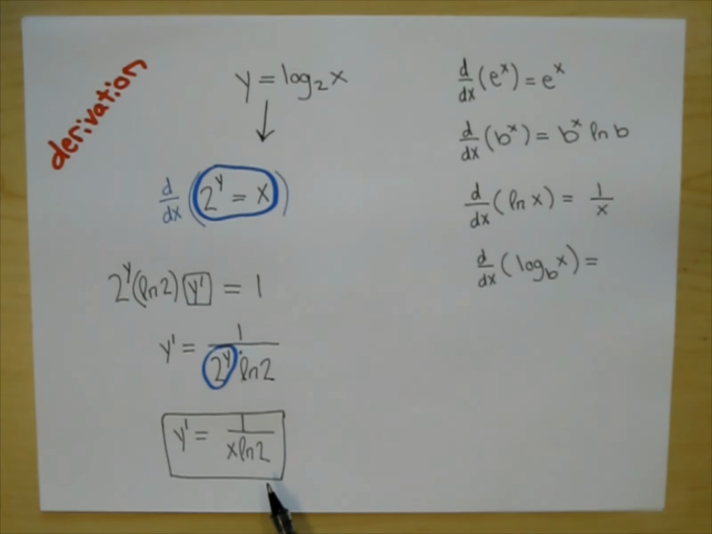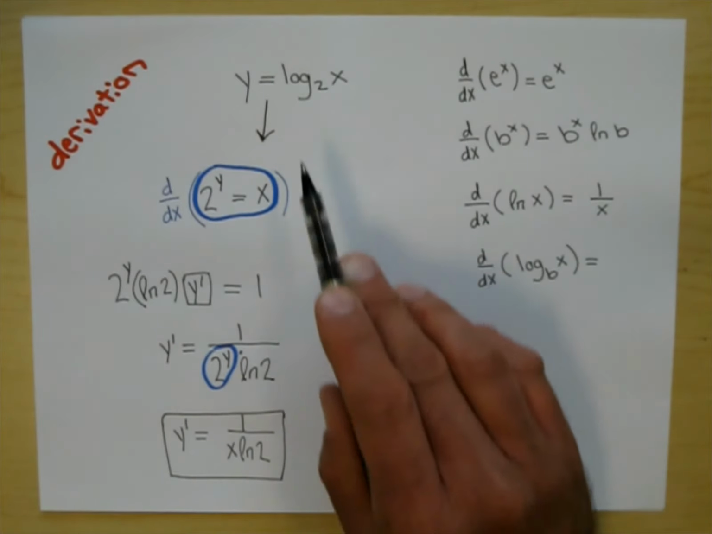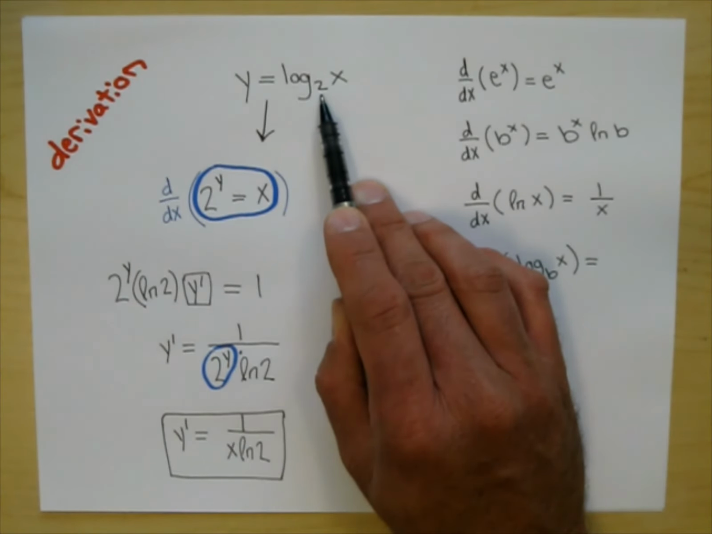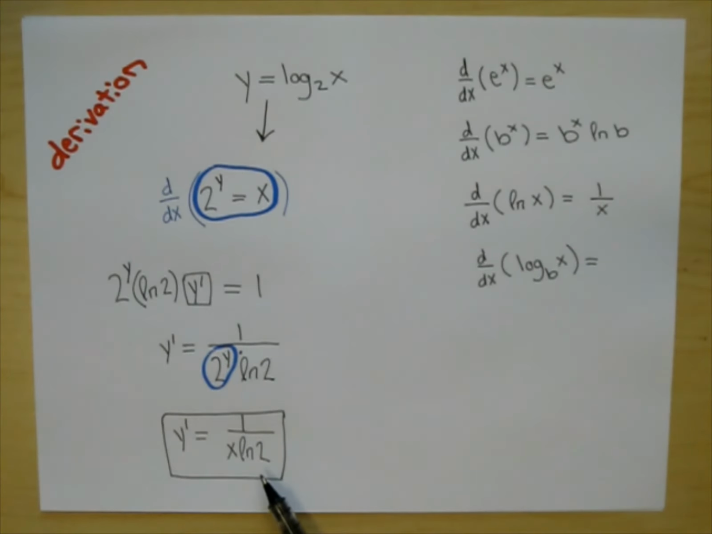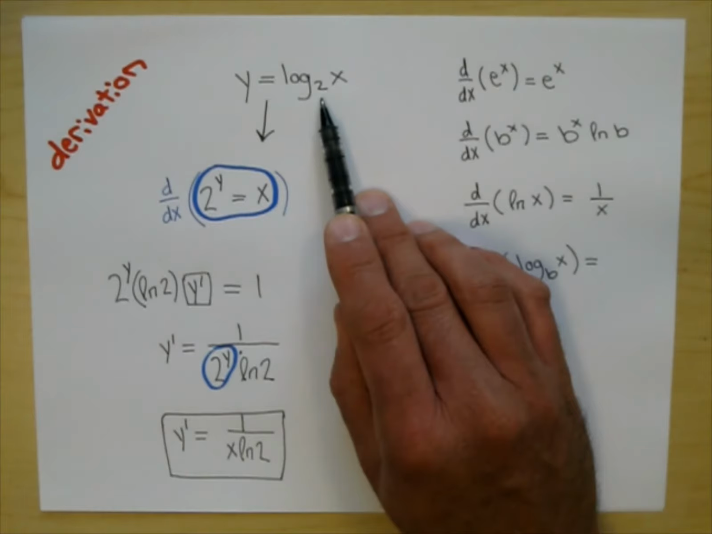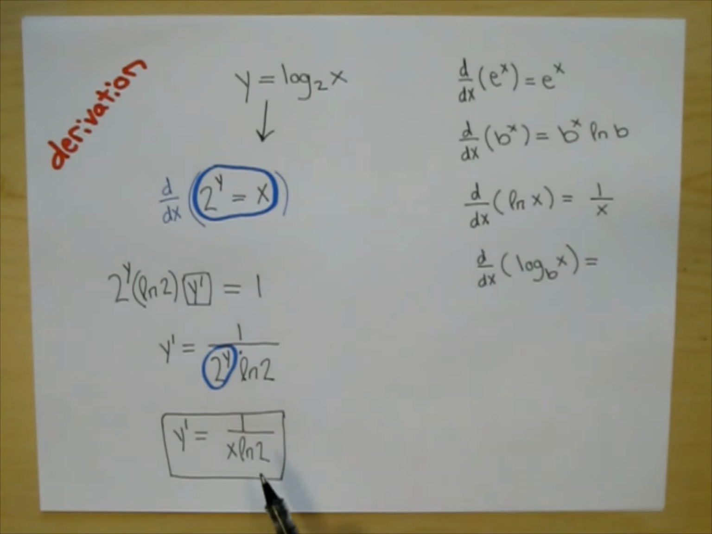So suppose there was a 3 there instead of a log base 2, log base 3. How would that change this answer? Everything would be the same except there would be a 3 there. And if there was a log base 13, everything would be the same except this would say ln 13.